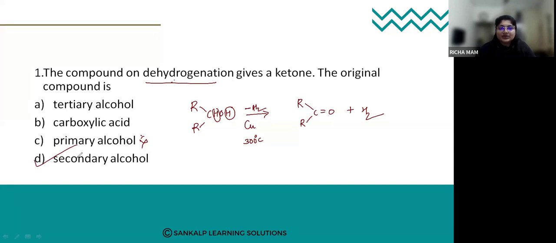Yes, Lubna and Amulya have also answered D, and baby has also answered D. So D is the correct answer. When you consider a secondary alcohol, it will undergo dehydrogenation, and removing the hydrogen molecule, the resulting product will be a ketone. So to obtain a ketone, the starting compound should be a secondary alcohol. Okay, let us go for the next one.